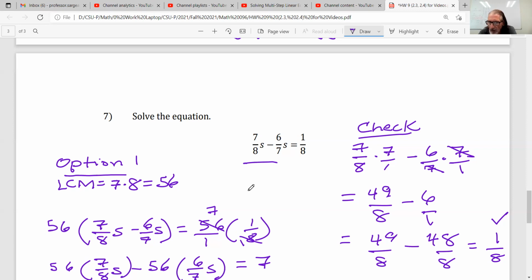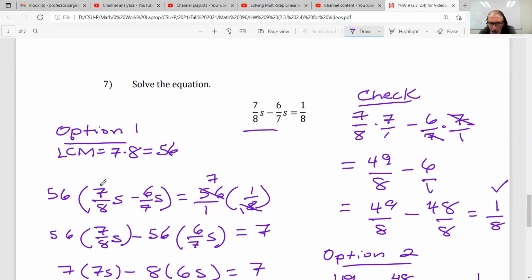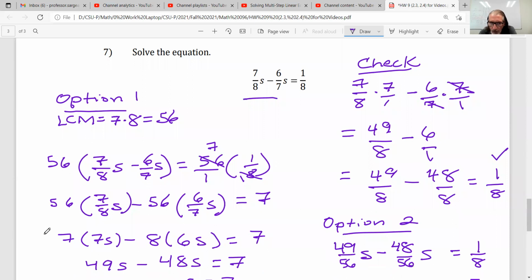When I do that on the right-hand side, if you need to think of the 56 as 56 over 1, do that. 8 goes into itself once and into 56 7 times. So the right-hand side becomes 7. But we have to distribute that 56 to both terms on the left-hand side before we can reduce.